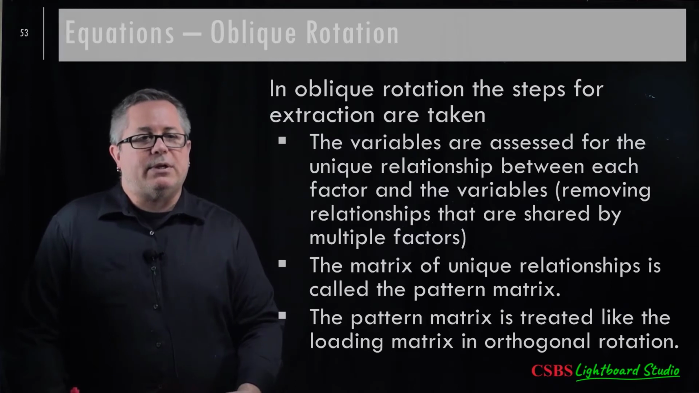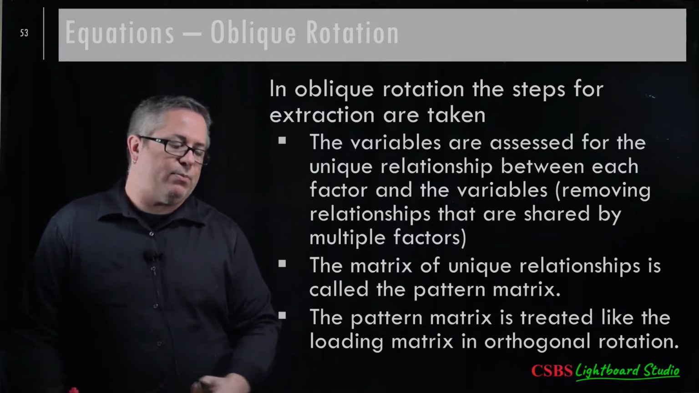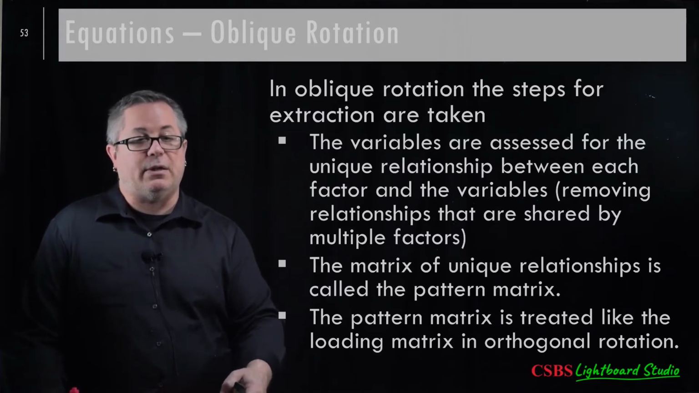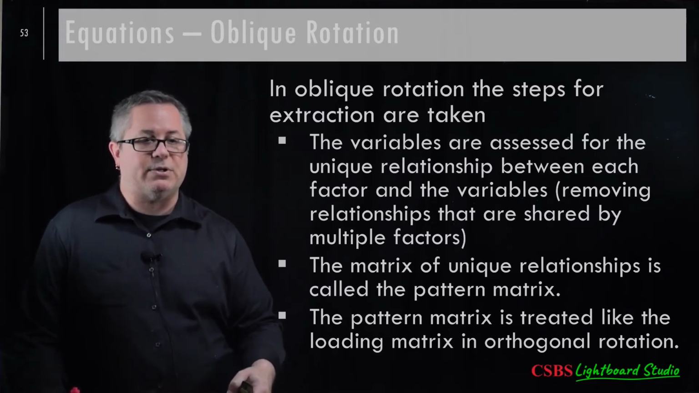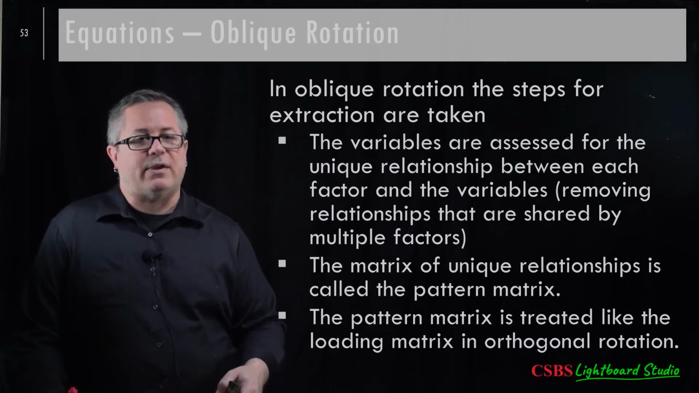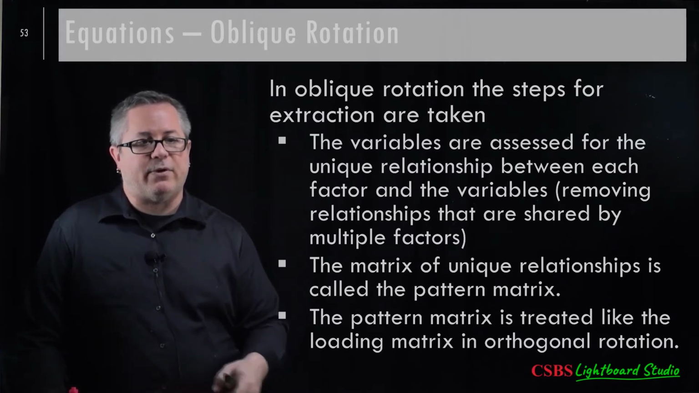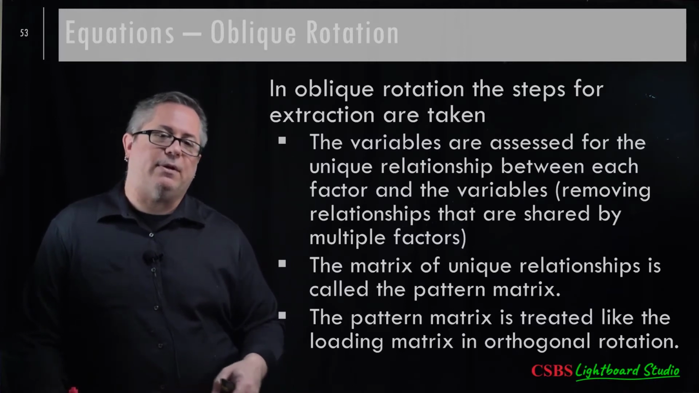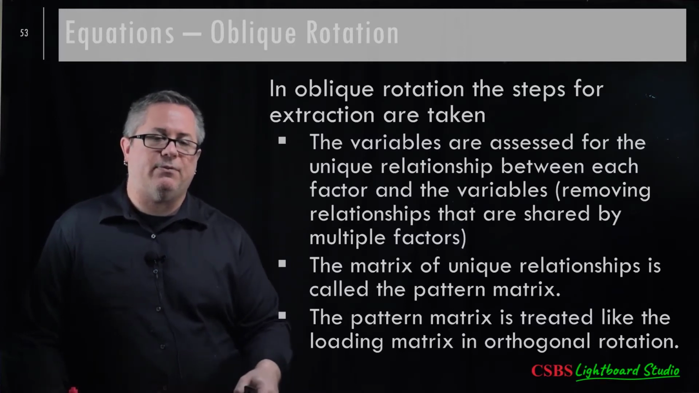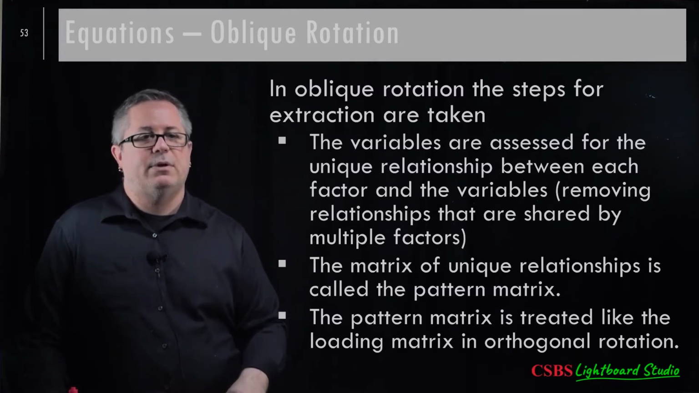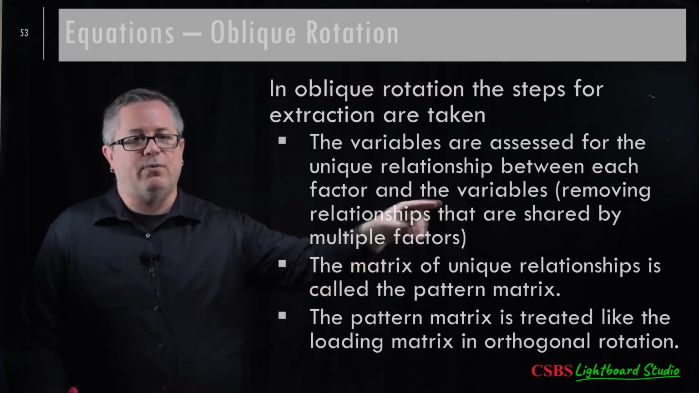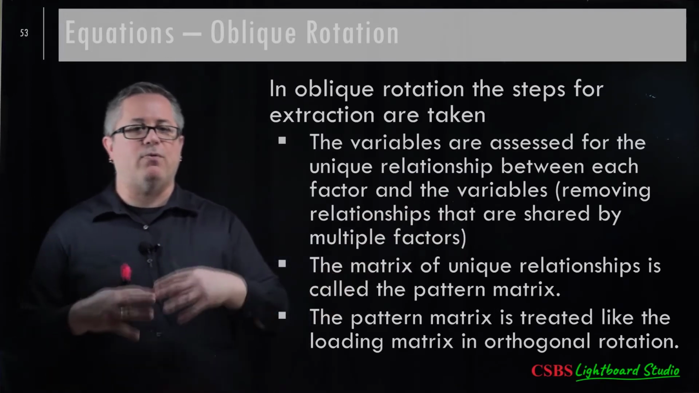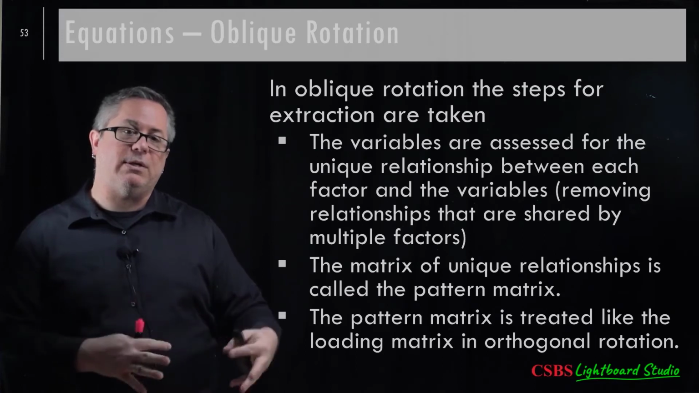So in oblique rotation, the steps for extraction are taken. The extraction part is the same, right? All the way up to how many factors you extract to get the unrotated matrix is the same, nothing changes. The variables are assessed for unique relationships between each factor and the variables. So we compute a pattern matrix, which is this matrix of partial correlations between the items and factors, controlling for other factors. It's like removing relationships that are shared by multiple factors.